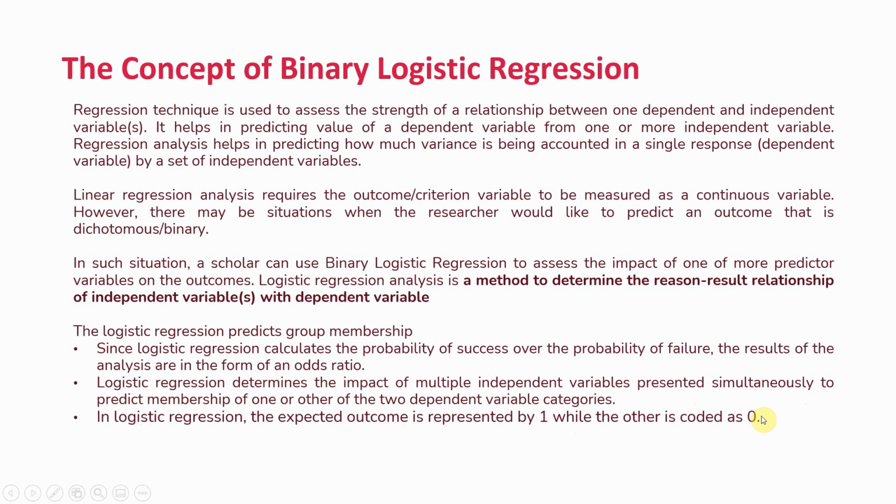In logistic regression, the expected outcome is represented by 1 while the other is coded as 0. Now, based on the values in the independent variables, you expect the outcome to be 1 or 0. Now, the preferred outcome here is represented by 1.